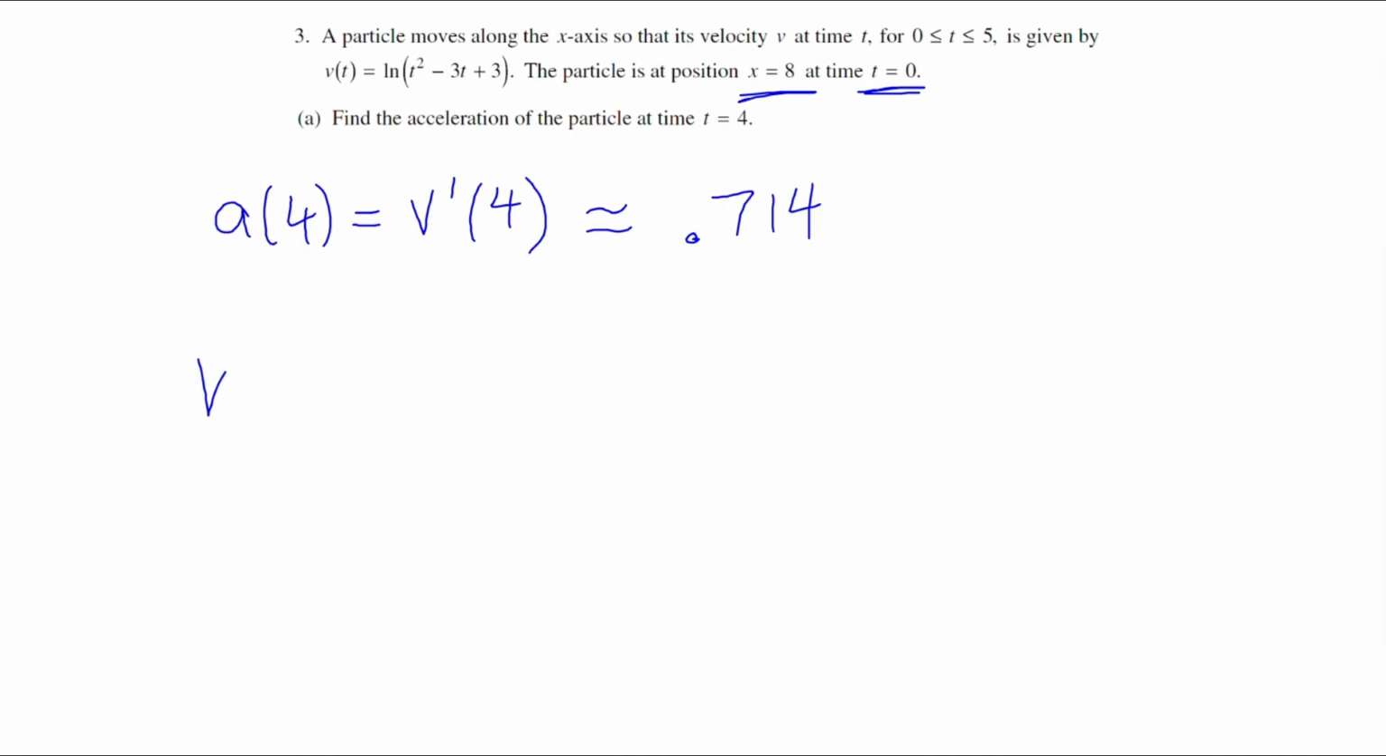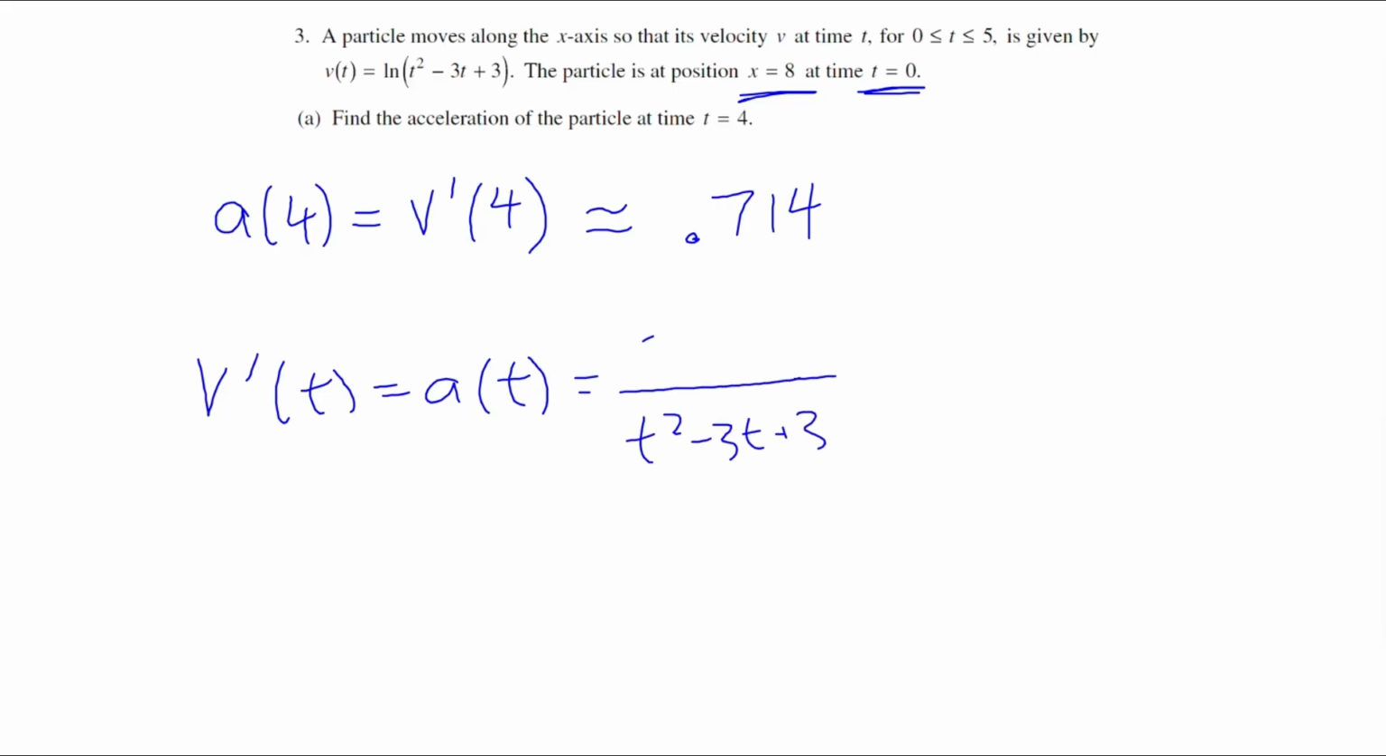Right, and just to note that v prime of t, which is a of t, right, we could just do 1 over t squared minus 3t plus 3 times the derivative of that, which is 2t minus 3. And if you plug in 4 to that, if we evaluate this at t equals 4, we get 5 in the numerator. In the denominator, we have 16 minus 12 is 4 plus 3 is 7. So they'll accept either answer here because it's a calculator question. It's just worth 1 point. You don't need to do it both ways. One way or the other is fine.